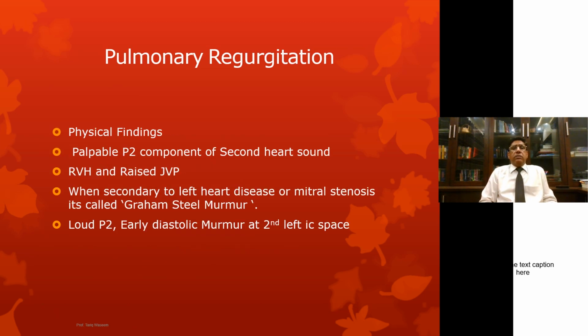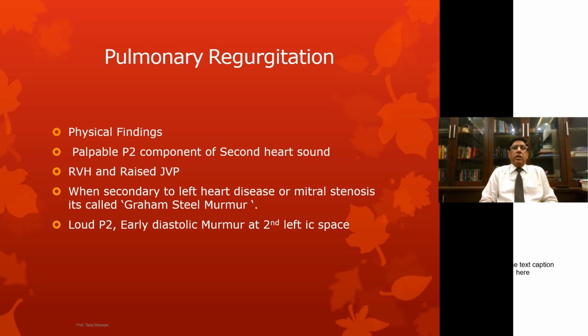The physical finding in pulmonary regurgitation would be that P2, or the component of the second heart sound, would be palpable. There would be evidence of right ventricular hypertrophy, which you see by placing your hand to the left of the sternum and looking for a right ventricular heave, an elevation with each heartbeat. JVP would be raised.